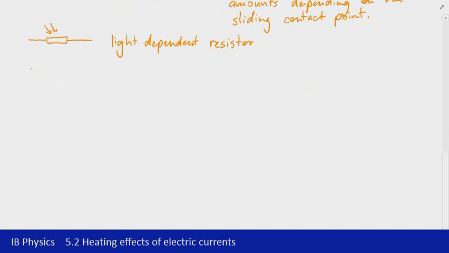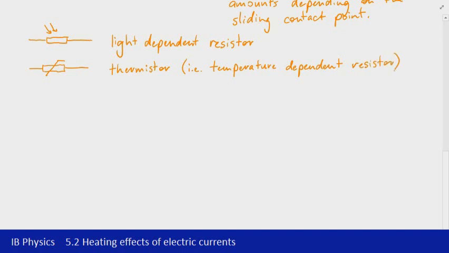The next one is a thermistor. Now the symbol's a little bit unusual. It's again that rectangle with a line through it and then a bar across the top of it. It's known as a thermistor. A slightly more easy to understand name would be a temperature dependent resistor. So the resistance of this type of resistor depends on the temperature. And again, both of those components would dissipate electrical energy as heat energy.